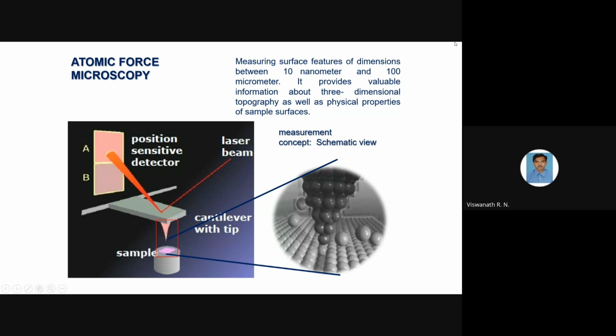So basically it measures surface features of dimensions between 10 nanometer and 100 micrometer. It provides valuable information about three-dimensional topography as well as physical properties of the sample. Topography in three dimensions, because the height is very important. Other techniques measure the height, but it is not the true height. So only AFM can measure the true height. But the resolution should be below 100 nanometer.